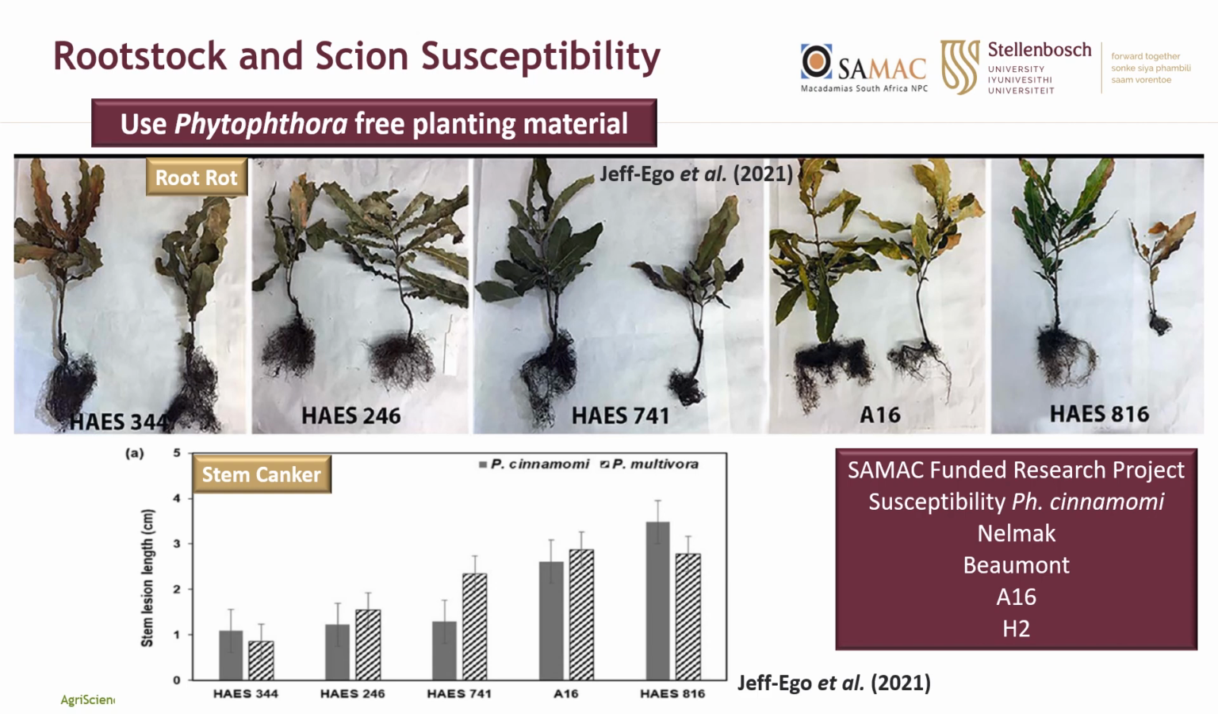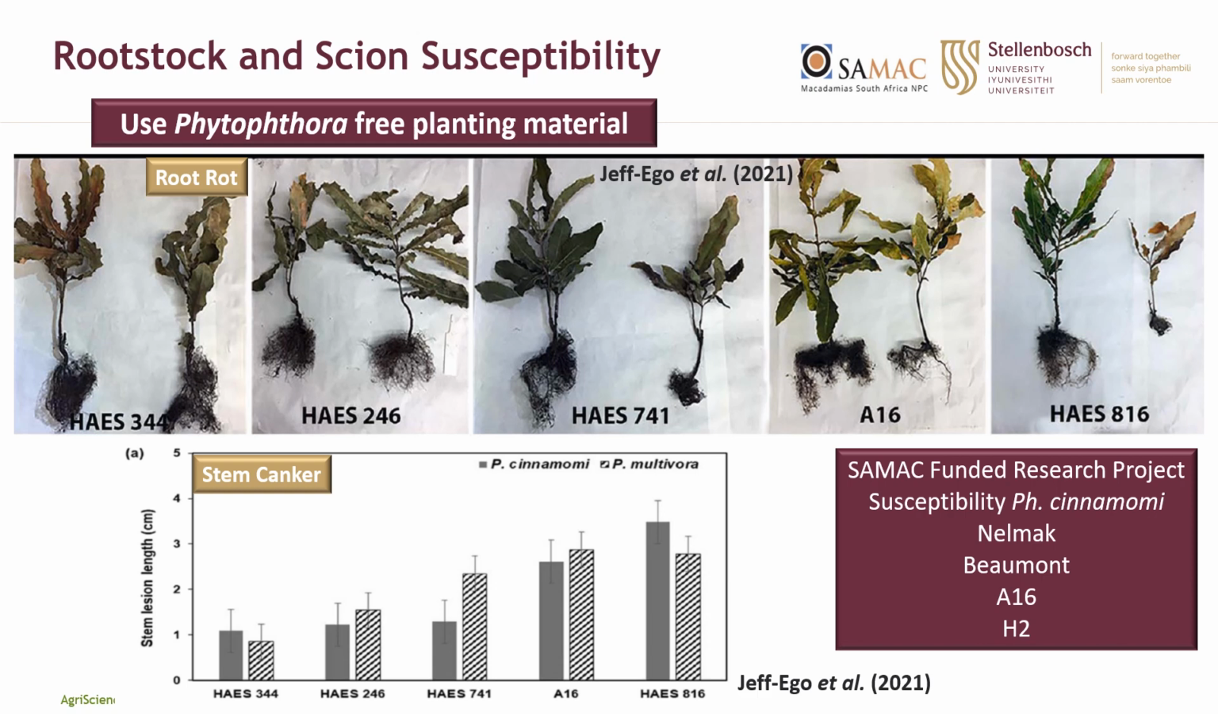The second aspect of an integrated management strategy is the planting material. Make sure to use Phytophthora-free planting material by purchasing from certified nurseries. And then, where possible, try to plant less susceptible varieties or rootstocks.